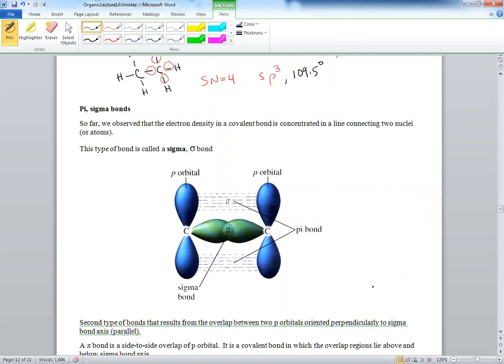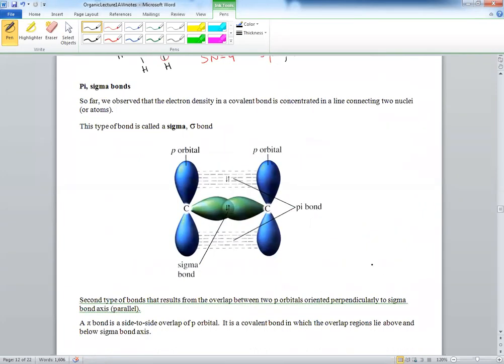So you end up with two types of bonds. The first one is called a sigma bond, and a sigma bond is the simple traditional bond where you have the overlap between the two orbitals on, of course, two different atoms, as you see in this case right here. So again, this is called a sigma bond, and of course, the Greek letter that looks like a 6, that's sigma.